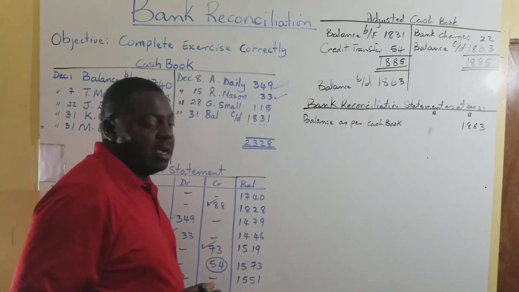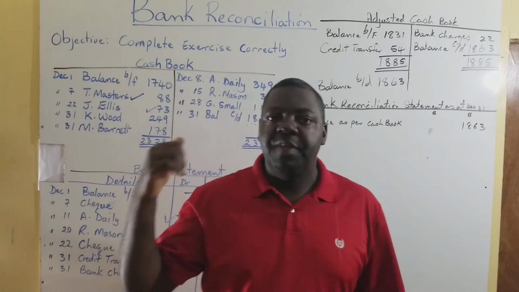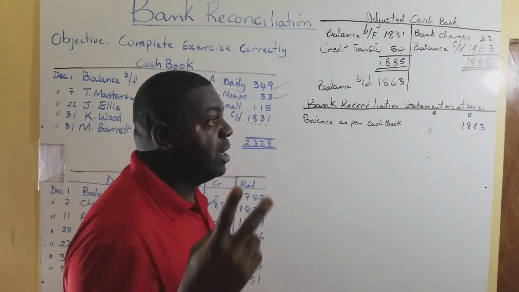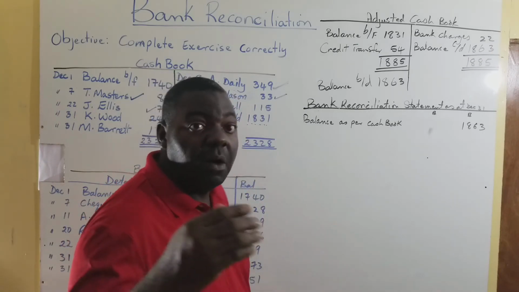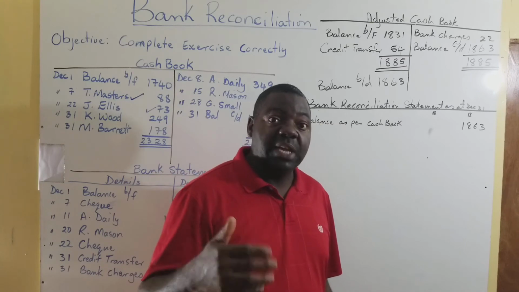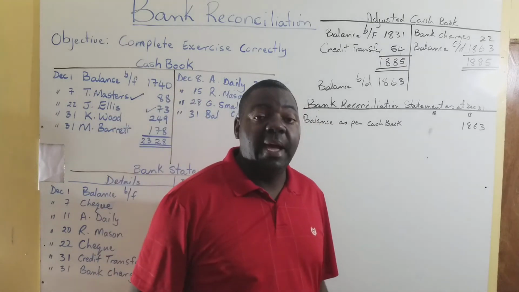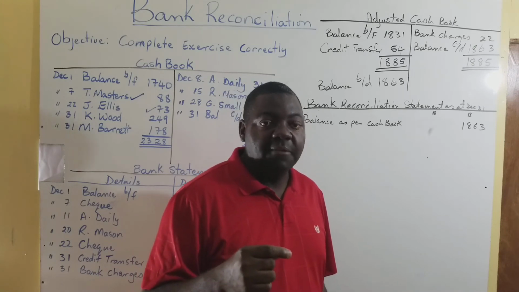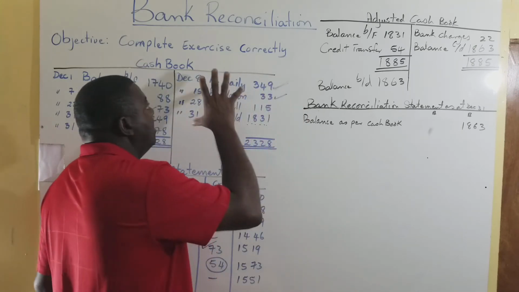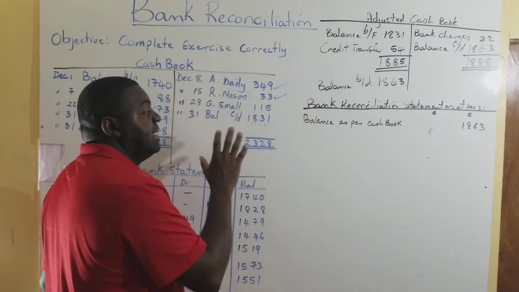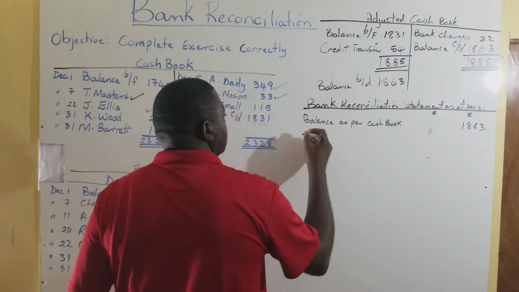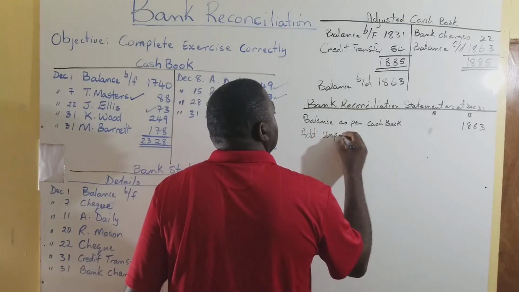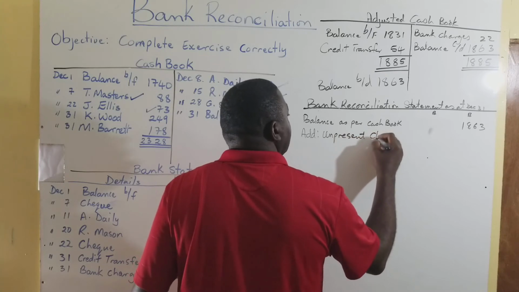Now, there are two items that we normally look for to put in the bank reconciliation statement. Two items we're looking for. We're looking for unpresented checks, or checks that are paid out to your suppliers or your creditors, but they have not yet been presented at the bank, right? Those we'll find on the credit side of the cash book all the time. So we're going to look for them now. So we will add the unpresented checks.